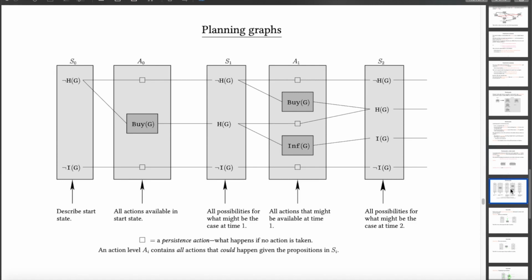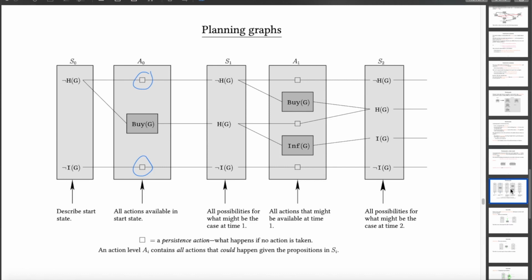Now we also have these intriguing looking little guys. These are called persistence actions, and they let us keep track of what happens to an element of a state if we don't do anything. So the top one denotes the fact that if in one state it's the case that we have not h of g and we do nothing, then in the next state, level S1, we still have not h of g.